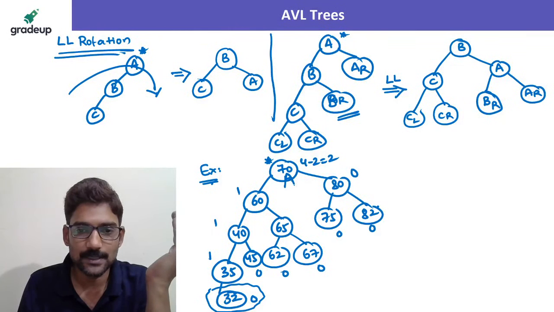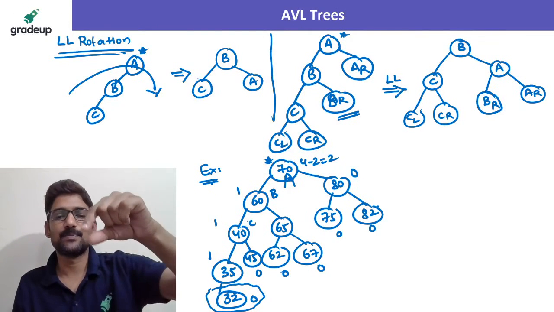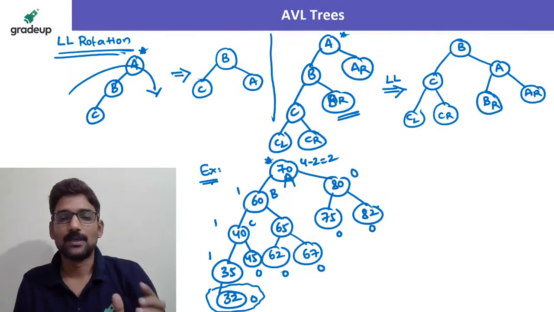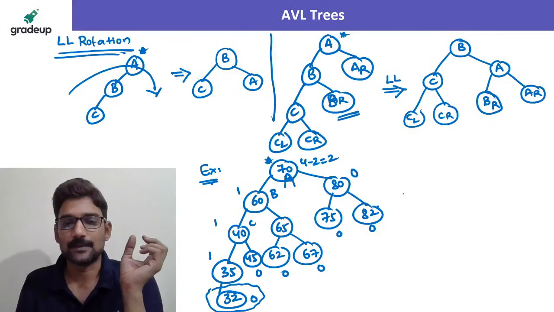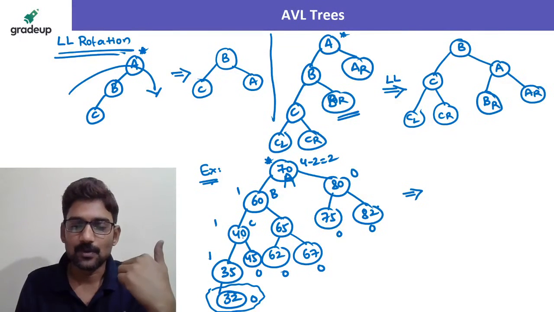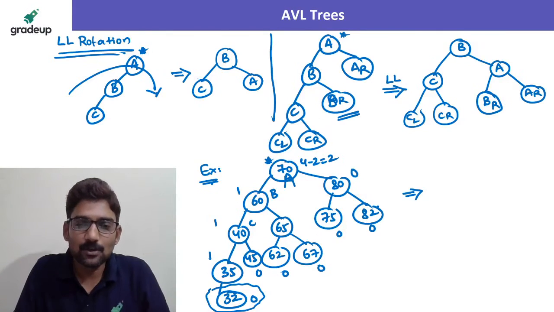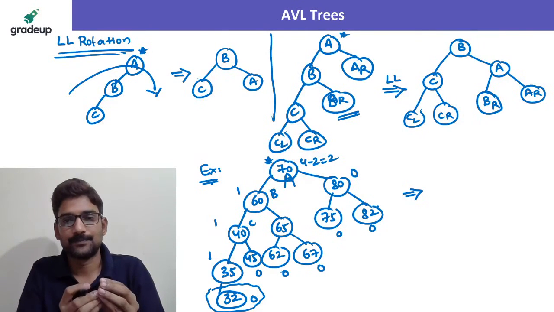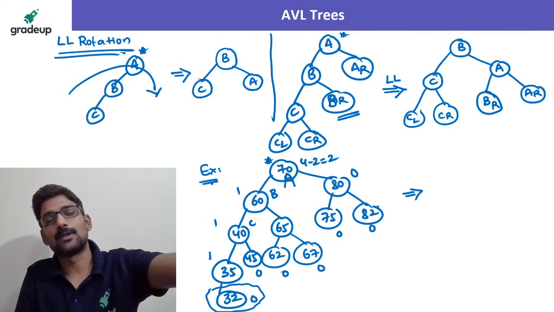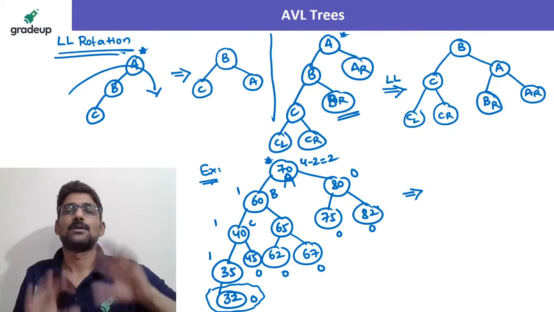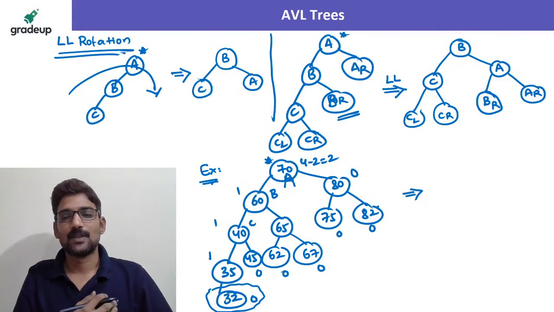Critical node is always A, then B, C. So 60 is B, 40 is C. Now you can relate both. Now B becomes parent. So you have inserted 32 to the left of left. It need not be immediately connected. Somewhere in the bottom, load increased at left's left. So A became imbalanced.